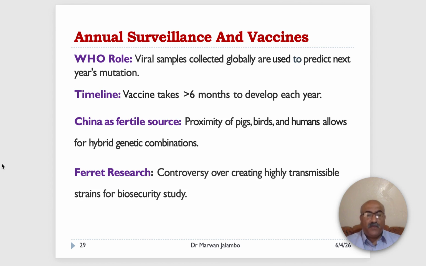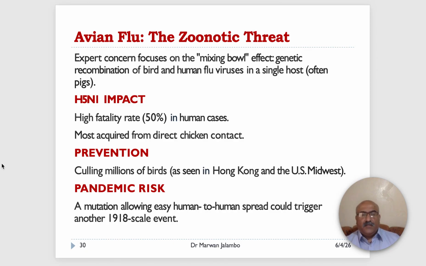The greatest fear is a perfect storm, mutation in the avian flu. So avian flu H5N1 has a 50% mortality rate in humans. Currently, it doesn't spread easily between people. However, if an avian strain and a human strain recombine inside a mixing host like a pig, we could see a virus with the lethality of H5N1 and the transmissibility of the seasonal flu.